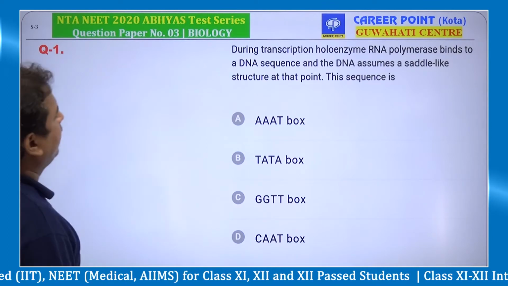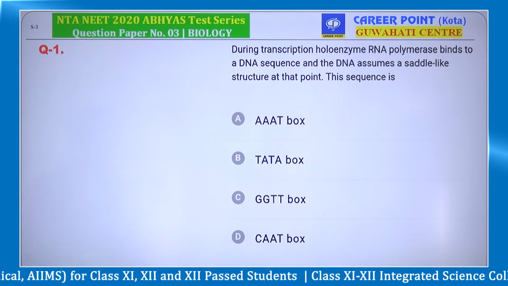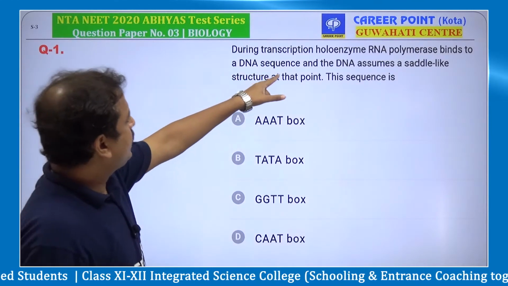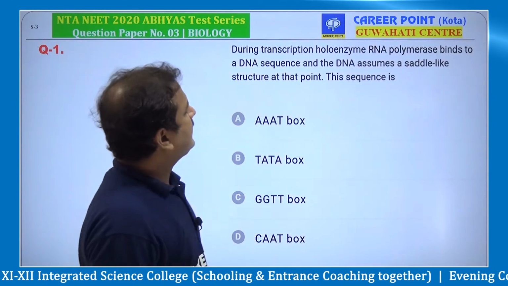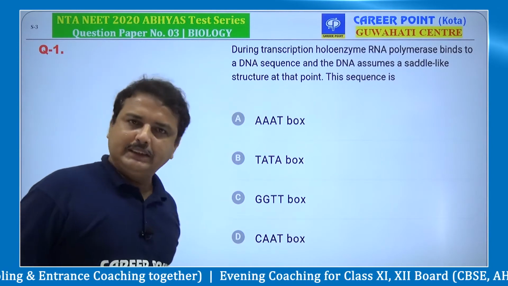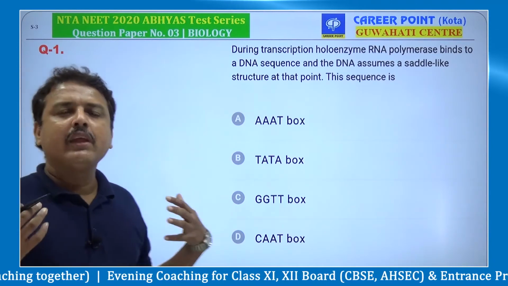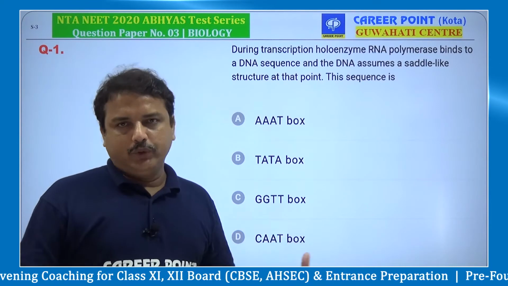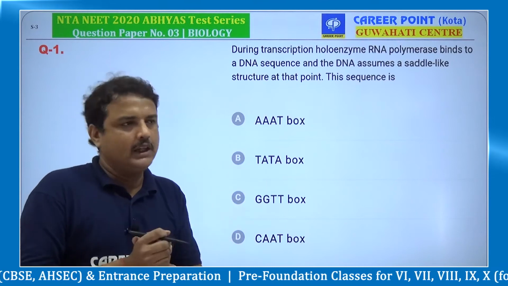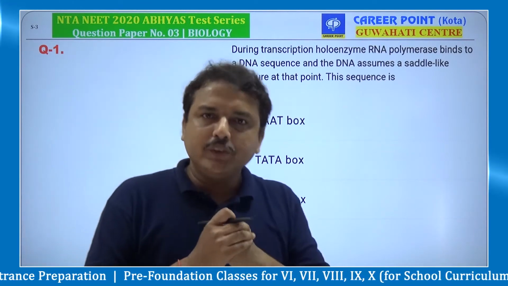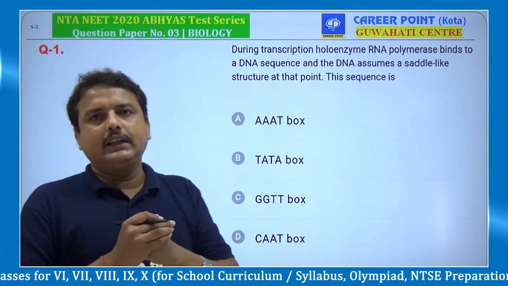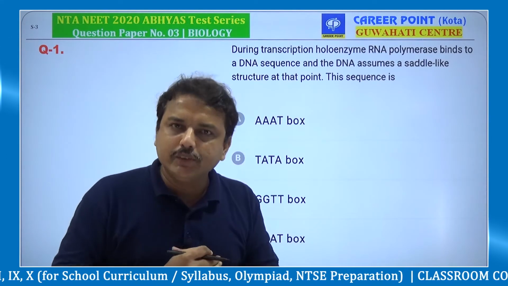So first question: during transcription, holoenzyme RNA polymerase binds to a DNA sequence and the DNA assumes a saddle-like structure at that point. Now please remember, this question is actually out of the NCERT book, but this portion is mainly from the transcription part. As you studied the transcription unit in your NCERT book, that is chapter 6, the transcription unit is there.